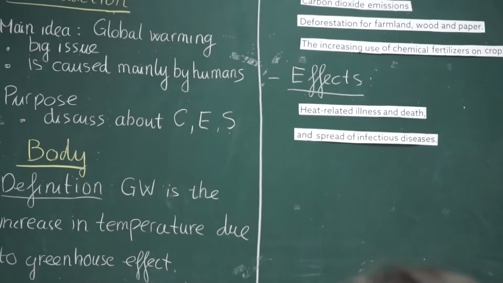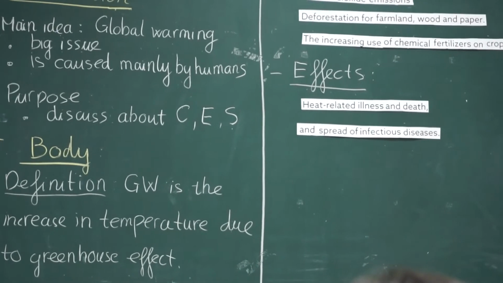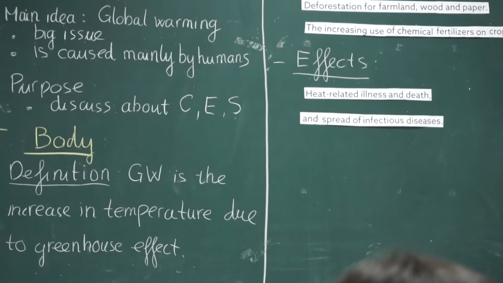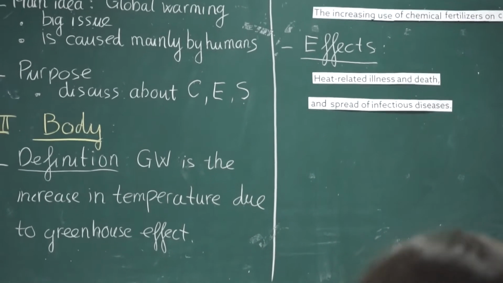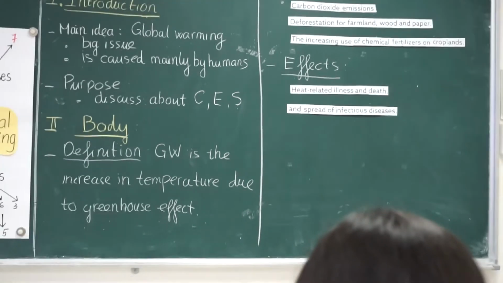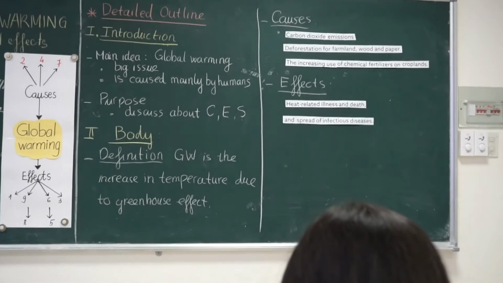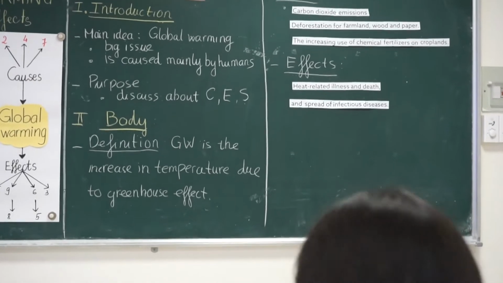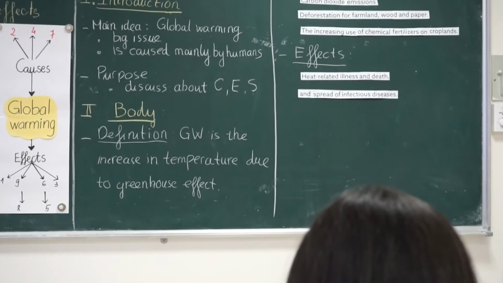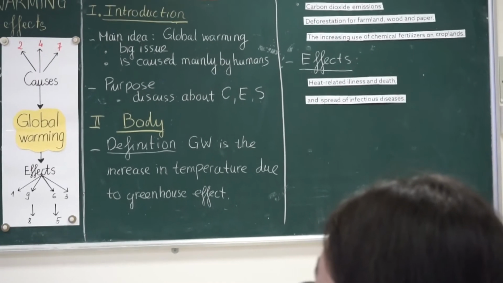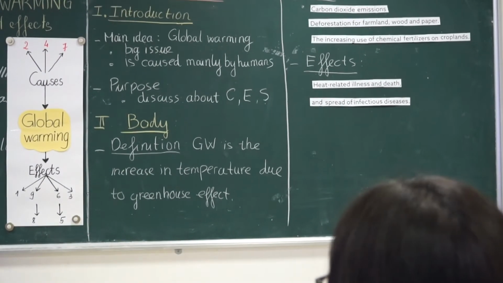Okay, what about the second? Water and food shortage. Yeah, water and food shortage. What about the fourth one? It's about the melting of polar ice caps. The melting of polar ice caps.